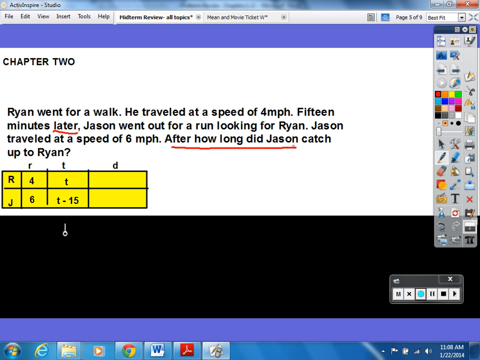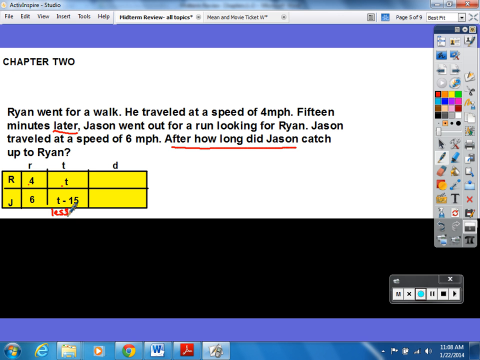For Ryan, we know that Ryan travels at a rate of 4 miles per hour. And we're going to call his time t. Jason travels at a rate of 6 miles per hour and leaves 15 minutes later. Remember, it's t minus 15 because he travels for 15 minutes less than Ryan traveled.